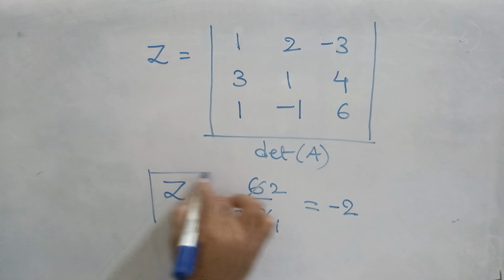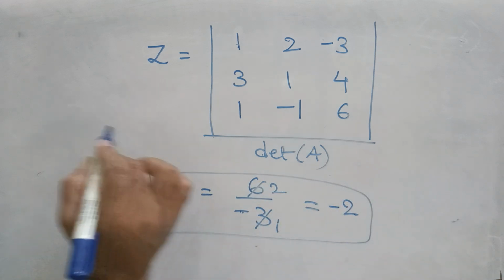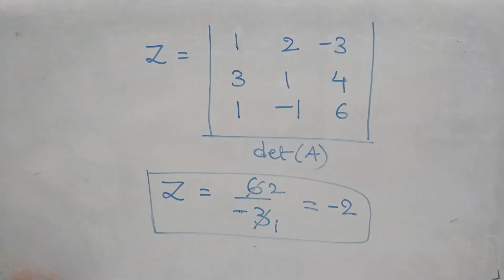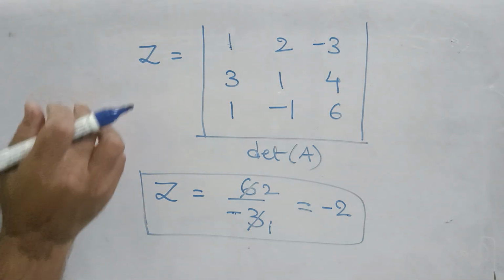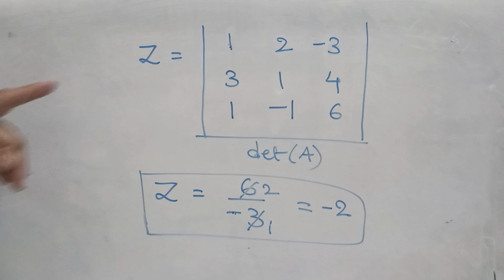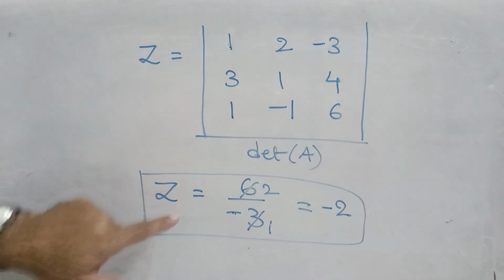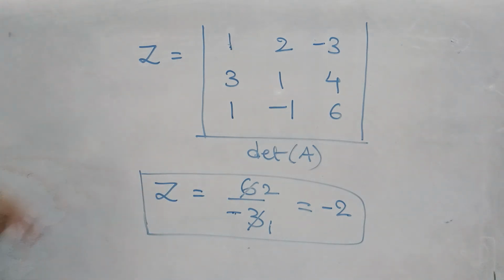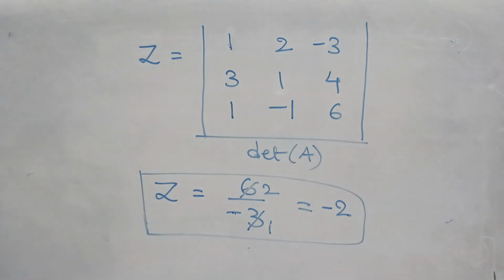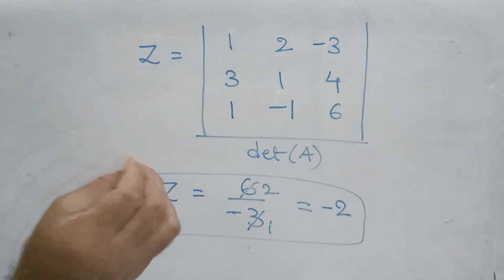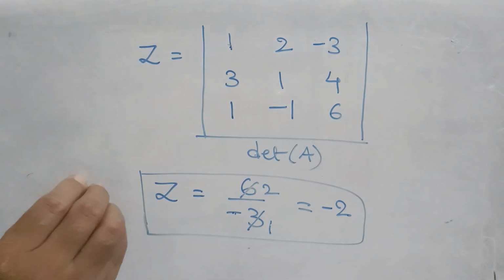Got it? So what we have done now is we obtained the values of x, y and z. We got the x value, we got the y value, we got the z value. This is the procedure to solve the given system of equations by using Cramer's rule. For your easy understanding, I have explained a little bit slowly so that you will understand better.